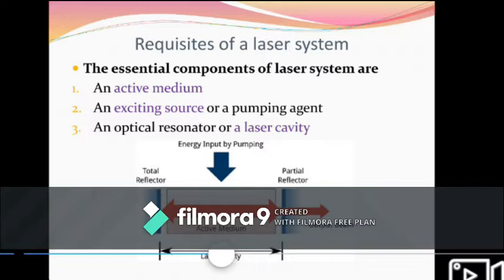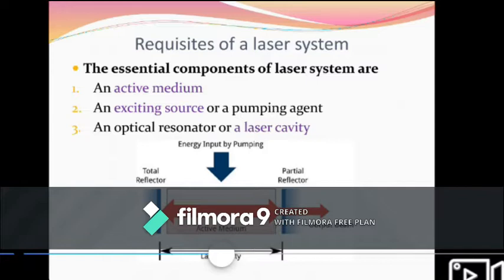Look at the diagram. The central one, the red arrows, is the active medium, and you have two blue lines on either side: a total reflector on the left, and on the right side a partial reflector. These are the two mirrors. The blue ones are the mirrors, and the gap between the two mirrors is called the laser cavity.